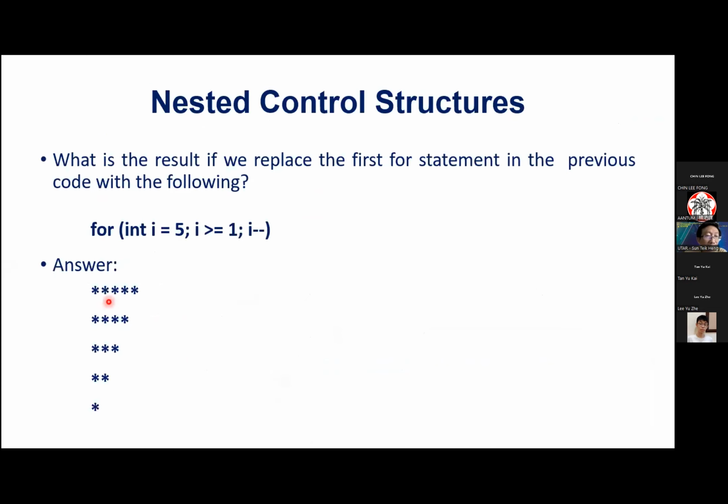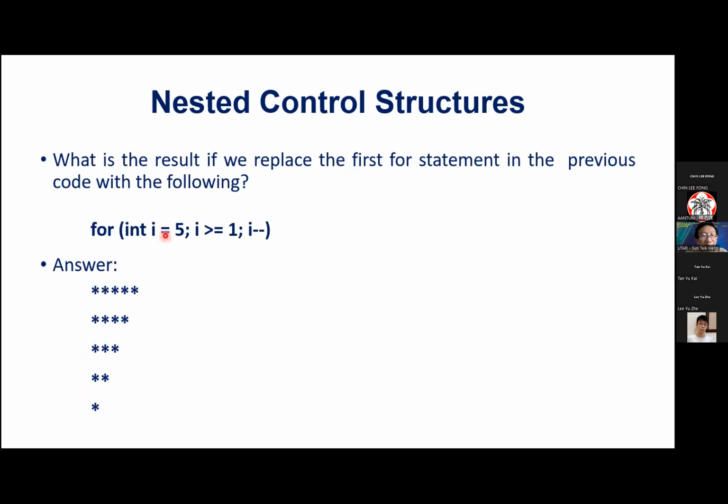The next one, if you want to turn the pattern upside down. Okay, so now you can see the first line is 5 stars. Then the second line you have 4 stars. Then the third line you have 3 stars. The fourth line you have 2 stars, and the last line you have 1 star. Okay, what you need to do is to replace the first for loop with the following.